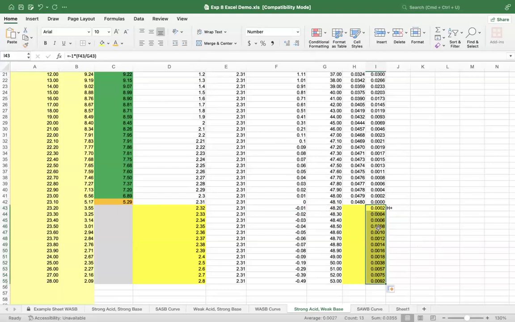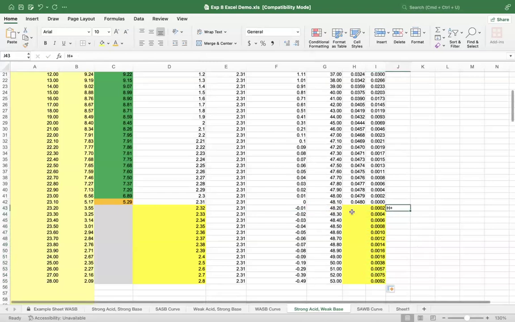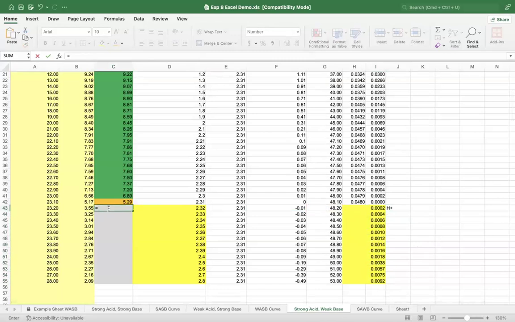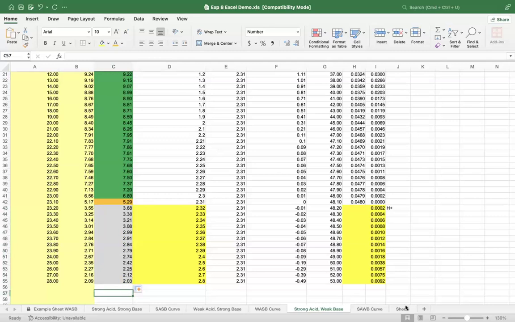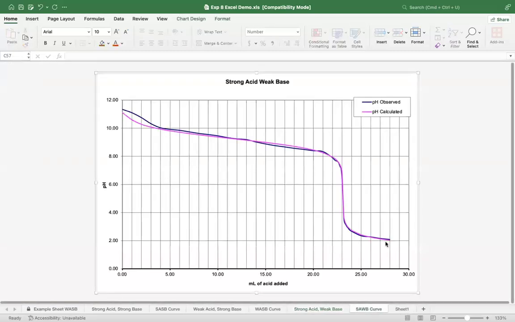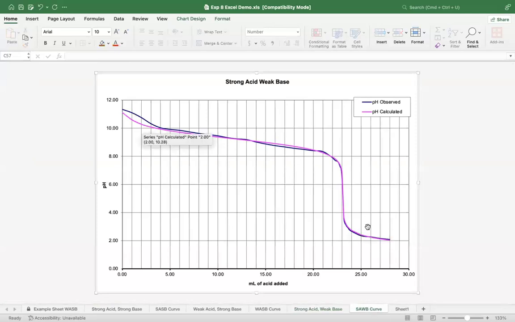So these are now positive concentrations of H plus. And to get the pH, we only need to know the negative log of that. So we should be able to just press negative log of this concentration and then just drag that all the way down. And if you've done this right, your graph should again follow roughly closely to that experimentally derived graph.